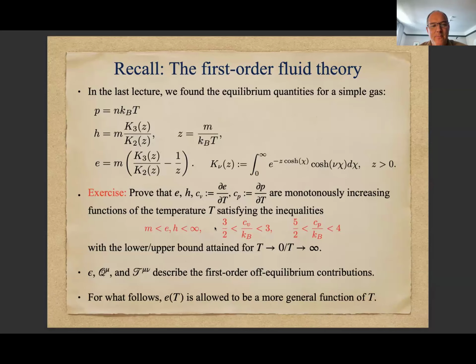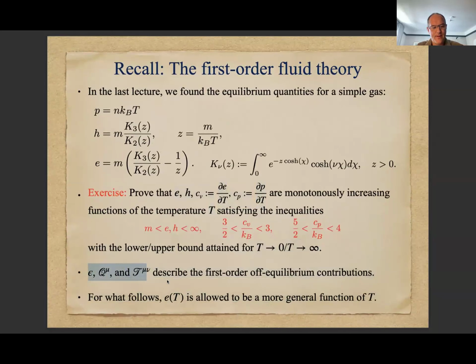Actually, these lower and upper bounds are attained in the limit when the temperature goes to 0 or to infinity, respectively. If you want, you can just plot these things and check by inspection that this is what happens. But you can also generalize this to arbitrary dimension and prove that it is true in arbitrary dimension if you replace the 3 here by d, the spatial dimensions, and C_P over k_B will be d/2 plus 1, and d plus 1. And as I said, these quantities describe the off-equilibrium contributions.